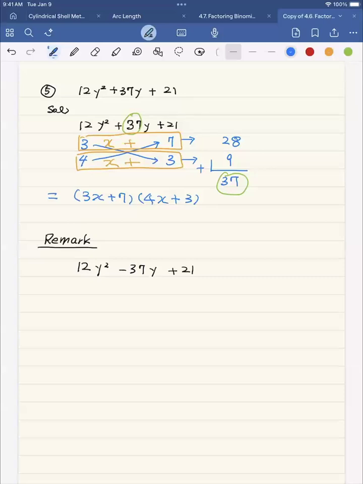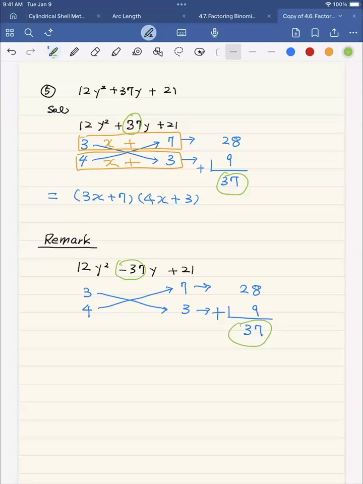Let's consider a slight variation of the problem. Next problem is 12x squared minus 37x plus 21. Then we can do everything the same. So we get 4 times 7 is 28, and 3 times 3 is 9. And when we add them up, that's 37. But we have to make negative 37.